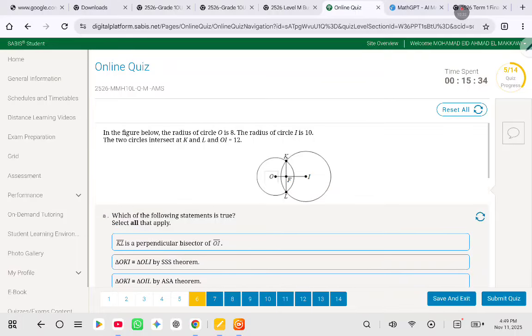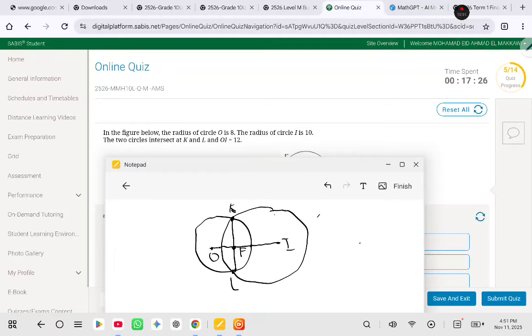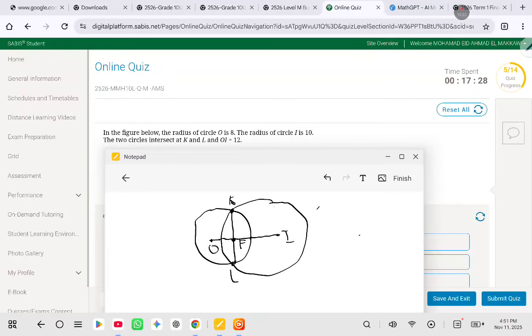In the figure below, the radius of circle O is 8. The radius of circle I is 10. The two circles intersect at K and L, and OI equals 12. Which of the following statements is true? Okay, guys, let me sketch this for you so you get a better understanding. This is a rough sketch. What we should do is connect OK and connect KI. The radius of circle I is 10, so this would be 10, and the radius of circle O is 8, so this is 8.